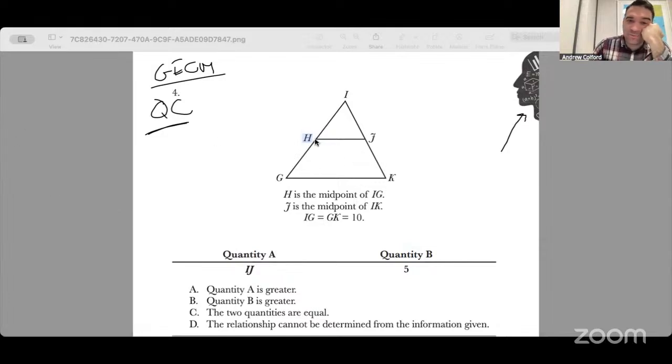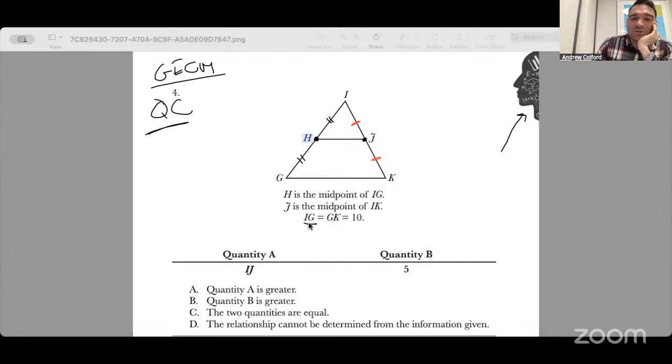H is the midpoint of IG right there, right? So we could say, if we want to get all fancy, that those two are equal. J is the midpoint of IK. Now, I don't know yet that this is equal to that, so I'll use a different color and number there. So those are equal to each other. And they certainly don't look equal. Can't trust our eyes necessarily, but we'll go from there.